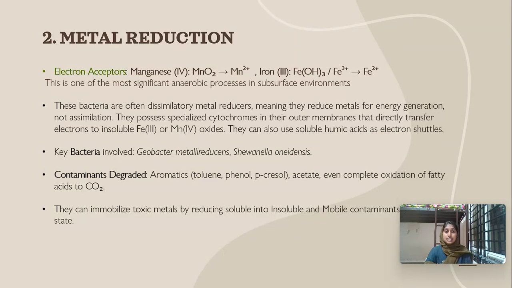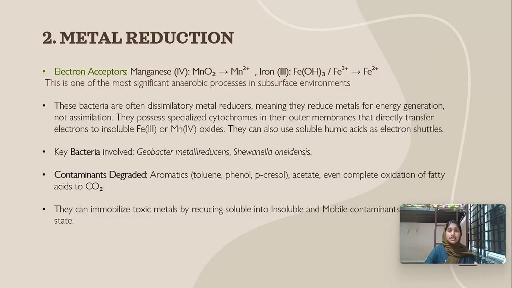Next one is metallic reduction, in which metals act as the final electron acceptor. Metals such as manganese and iron are involved in this. These bacteria use metals for the production of energy rather than assimilating the metals in them. These microorganisms have specialized cytochromes in their outer membrane that directly transfer electrons to insoluble oxides, iron and manganese oxide. They can also use soluble humic acid as electron shuttles.